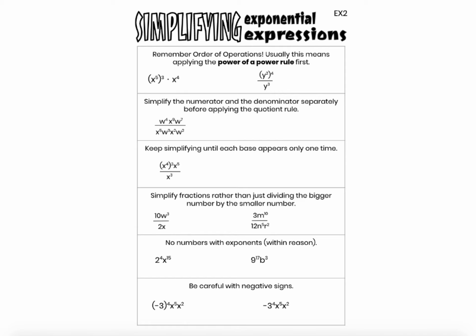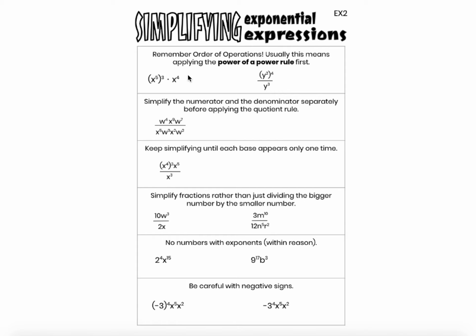When you are simplifying exponential expressions, there's a couple of tips and strategies that you can use. The first one is to apply the power of a power rule first if it is required. This is just using our order of operations, so the power rule would be like applying an exponent before multiplying.